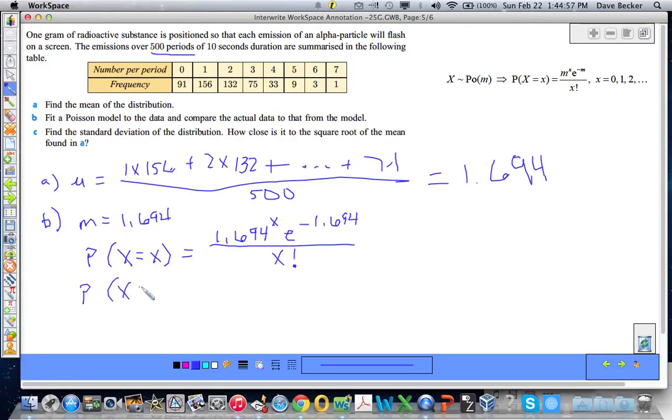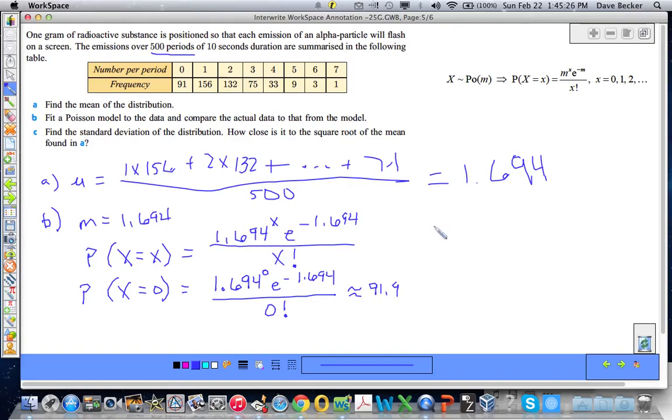So let's start with the first one, x equals 0. It's very simple, very easy, and you can just crank this on your calculator. I'm just showing you step by step here. 1.694 to the 0, e to the negative 1.694, all over 0 factorial. We're just in plug and chug mode here. And 0 factorial, I hope you know, is equal to 1. And this is approximately equal to 91.9.